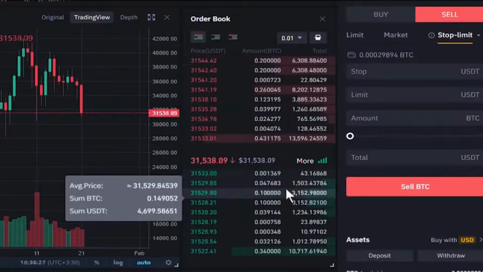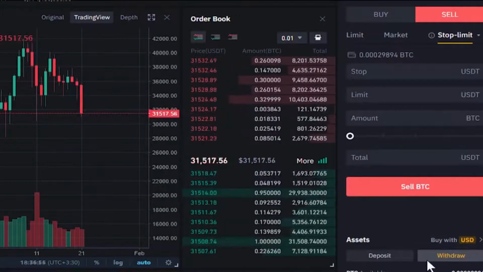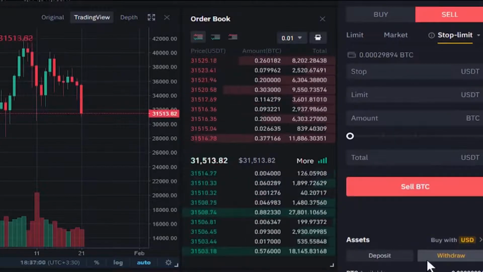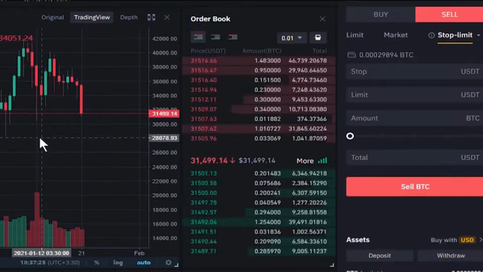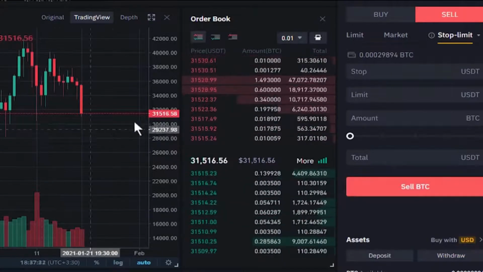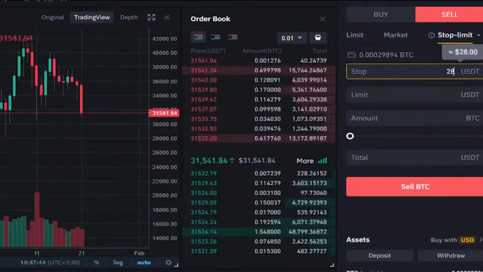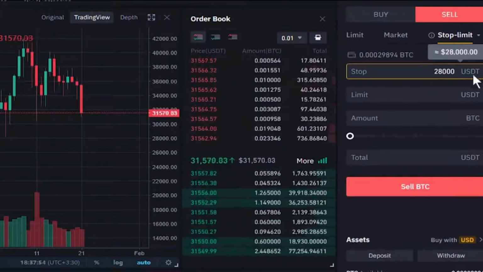Now let's see how we place a stop limit order in practice. The main usage of a stop limit order is for managing risk, setting a stop loss order specifically. Consider, for example, you want to set your stop loss here on 28,000. So we go to stop limit order, we set the stop price on 28,000. And this is the trigger for the limit order that we want to set now.